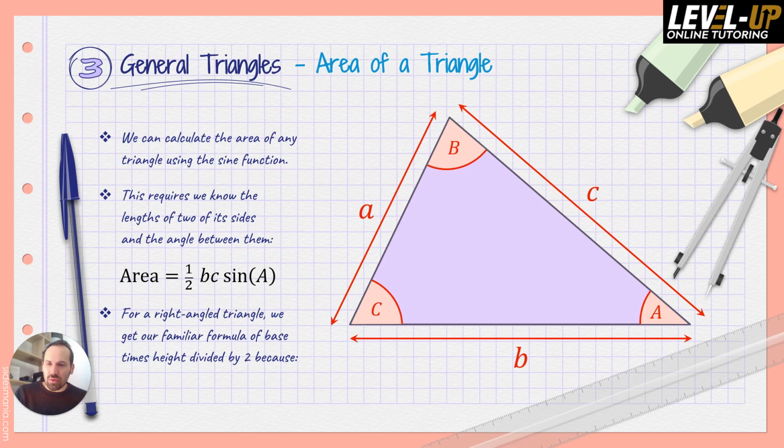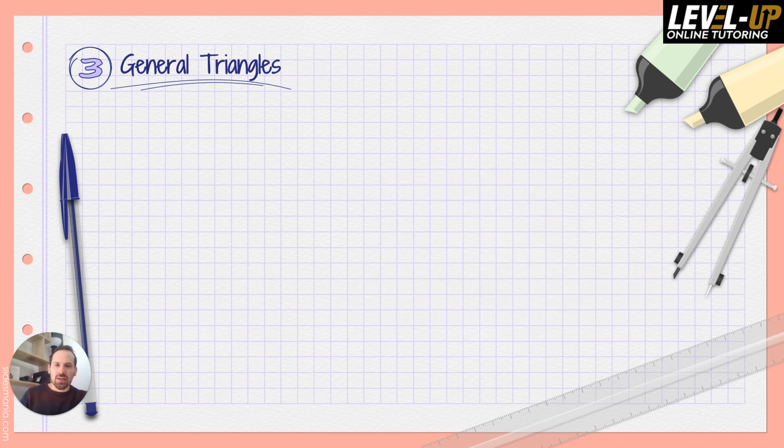So for a right angle triangle, imagine if this was a right angle triangle, then we would get our usual formula of half base times height. Because sine of 90 degrees, being a right angle, is equal to 1. So imagine if we had sine 90 in that equation, you'd basically get half times BC, or in other words, base times height divided by 2. So you see how that formula for a right angle triangle kind of comes from this.